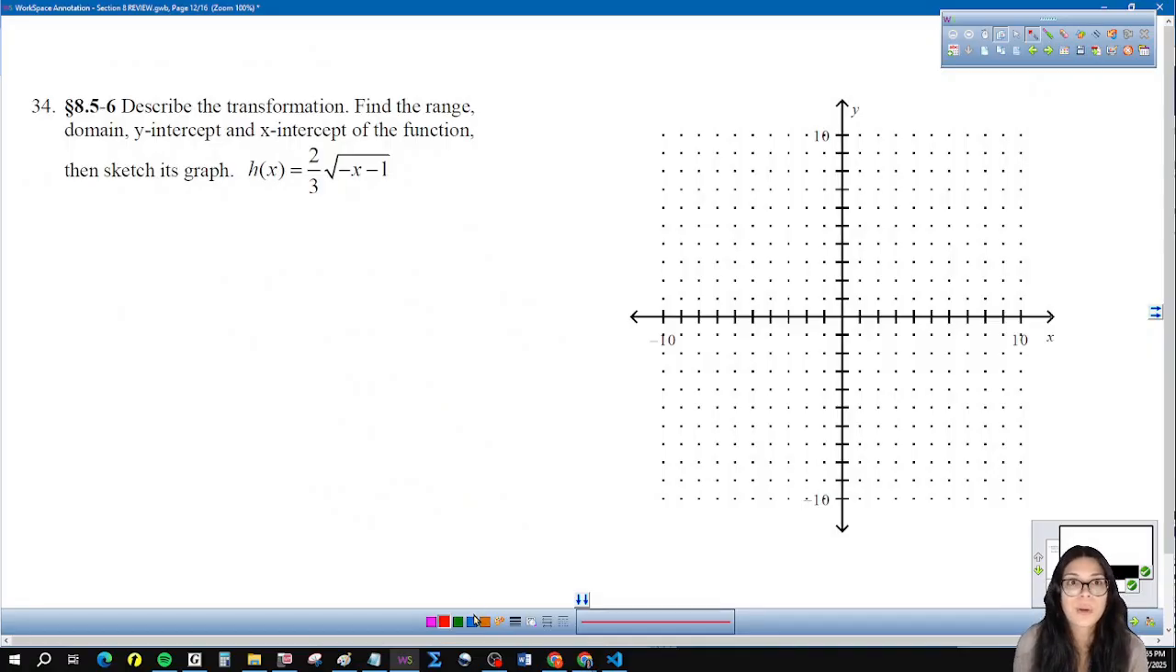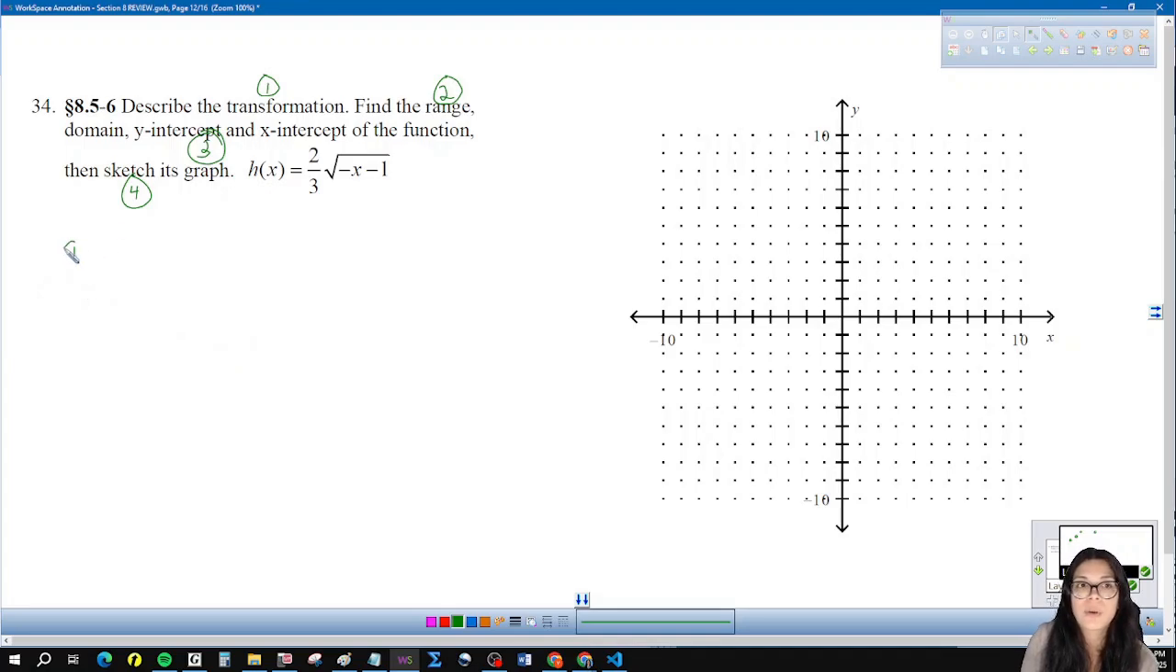Okay, for 34, we're going to go ahead and describe the transformation. Then we're going to find the domain and range. I don't know why they put it backwards, but it's okay, the range and the domain. Then we're going to go ahead and find the intercepts. And then we're going to go ahead and sketch. So we have to do all four things. So first, let's go ahead and describe the transformations.